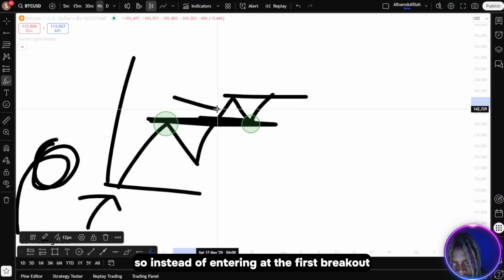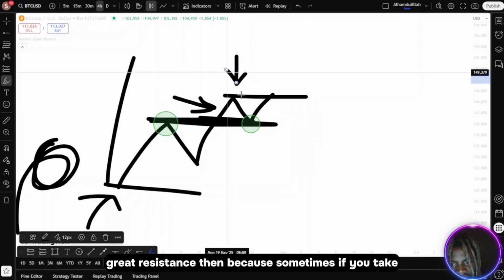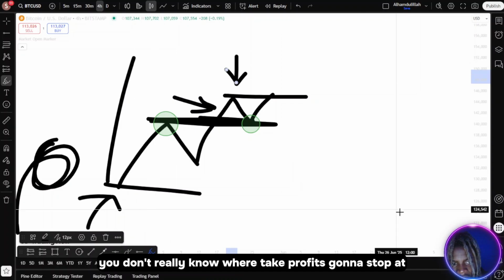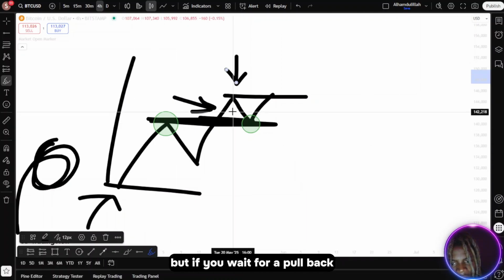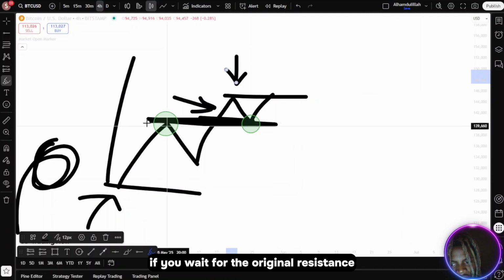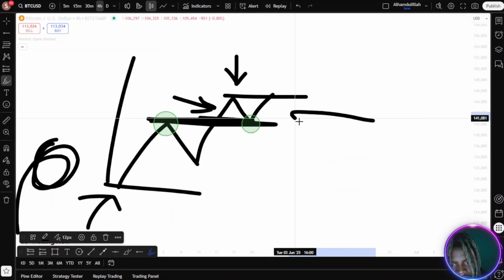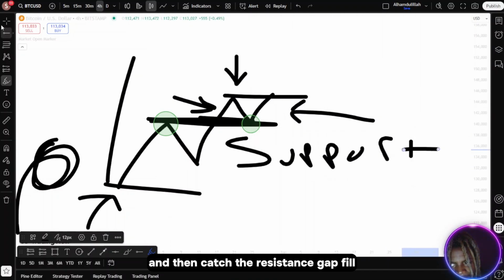So instead of entering at the first breakout, you actually wait for the first breakout to happen and create resistance. Sometimes if you can't take the first breakout on something at all-time highs, you don't really know where take profit is going to stop. But if you wait for a pullback, if you wait for the original resistance that was broken in the first place to turn into support, then you could take it up and catch the resistance gap fill.